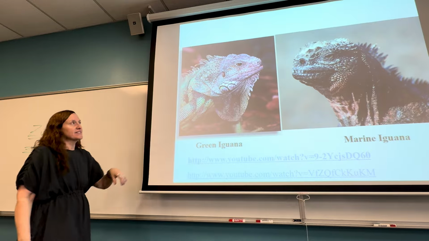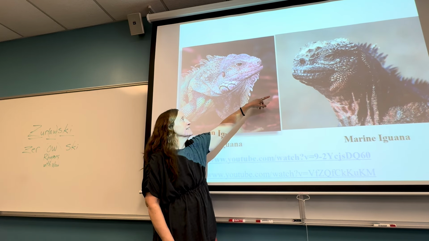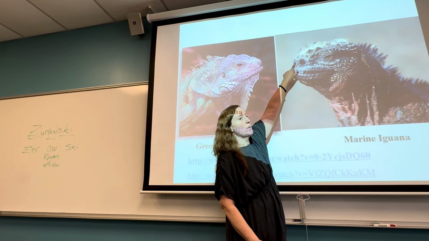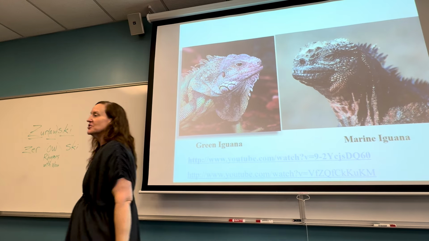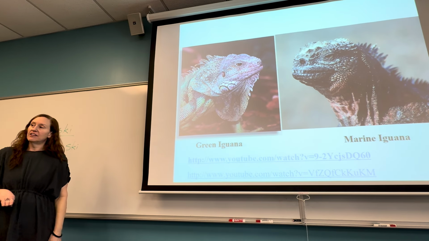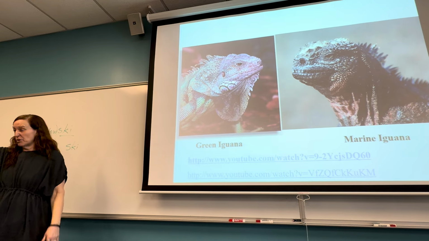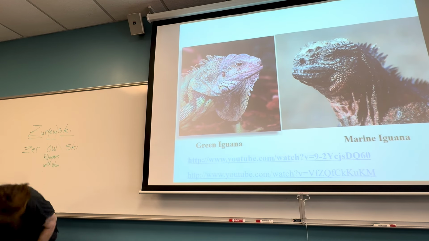He also noticed that the head was much larger in size, and that the head had these spikes on top. And observing these marine iguanas, what he noticed is that they would dive into the ocean, and the algae that grew on rocks, they would use those spikes on their head to scrape the algae off the rocks.